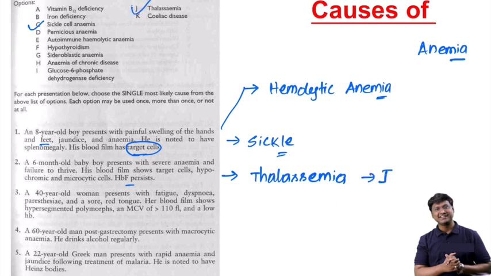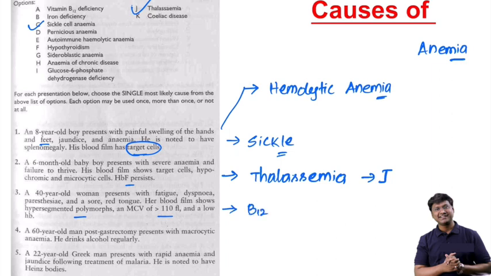Now you take the third clinical scenario. A 40-year-old woman presents with fatigue, dyspnea, paresthesia and sore red tongue. Blood film shows hypersegmented neutrophils, MCV more than 110 femtoliters and low hemoglobin is present. See, how much is the normal MCV? Up to 100 is the normal MCV. Our patient is having more than 100. That tells that the individual is having macrocytes or megaloblasts within the peripheral smear. And along with that there are also hypersegmented neutrophils. So the megaloblasts with the hypersegmented neutrophils tell you B12 deficiency.